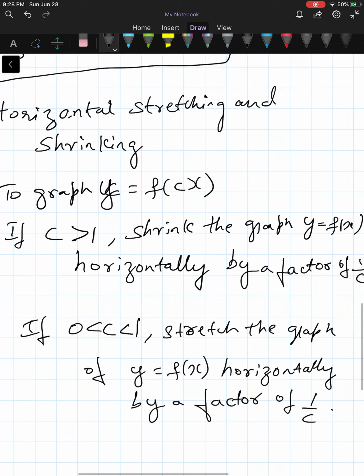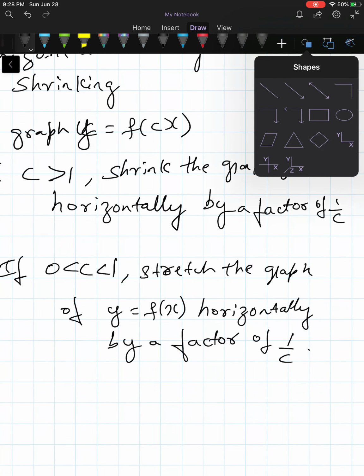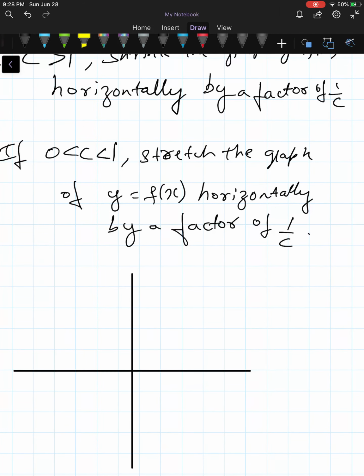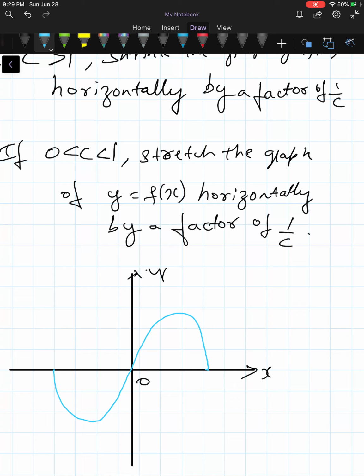So I hope you have understood what is happening in both the cases. To graphically illustrate what we defined, considering the axes x, y and the origin, if I consider the graph in blue to be the original graph, then your shrink could be y is equal to f of cx, where c is greater than 1.